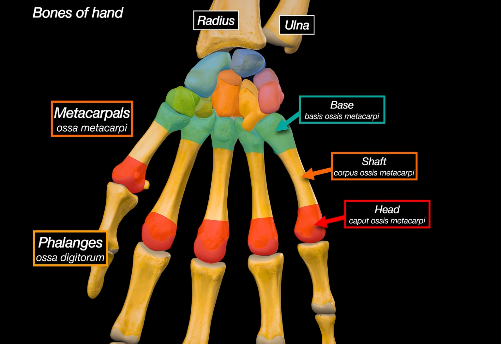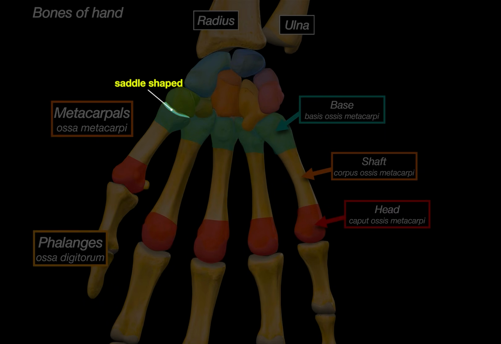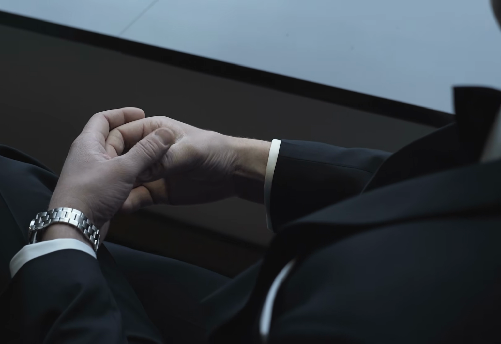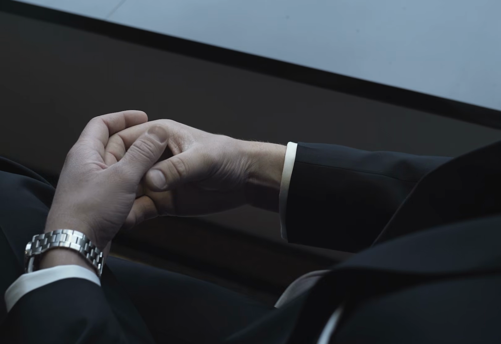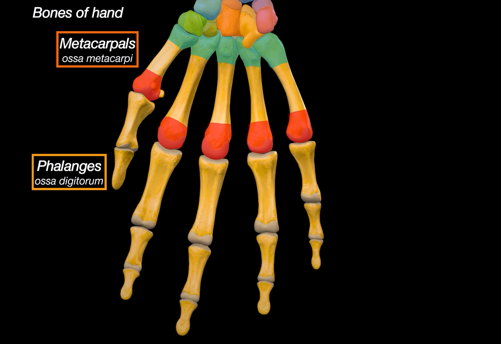Now, while they all follow the same structure, each metacarpal has its own unique features. The first metacarpal, which belongs to the thumb, is shorter and thicker than the others. Its base has a saddle-shaped articular surface for the trapezium, which allows the thumb to oppose and rotate, which is a function that separates human hand dexterity from most other species. Now, let's cover the fingers, the phalanges.